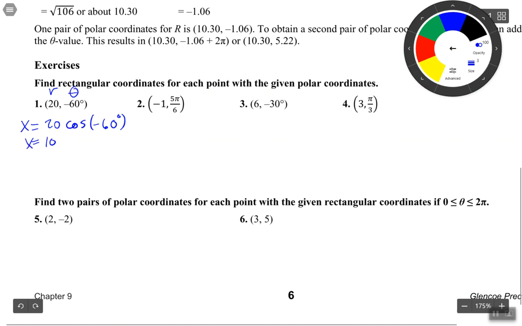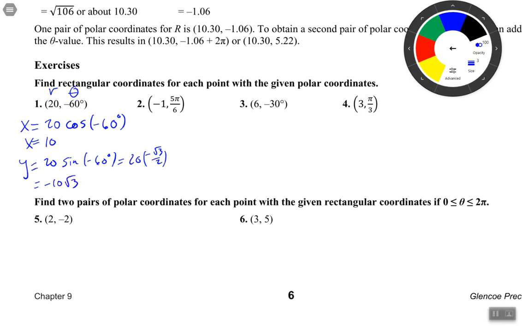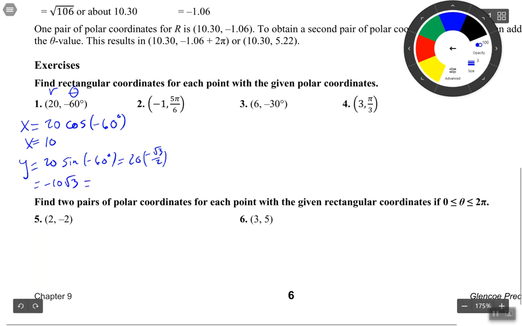Y'all do it in the calculator and prove it to yourselves. Y equals 20 sine of negative 60. And that's a negative square root of 3 over 2, so I know it's this from my unit circle. So it would be negative 10 square root of 3. But if you're using the calculator, give it to me to the nearest tenth. What's that equal to the nearest tenth? Yes, negative 17.3.